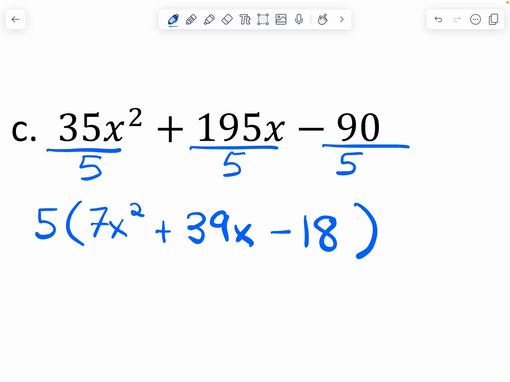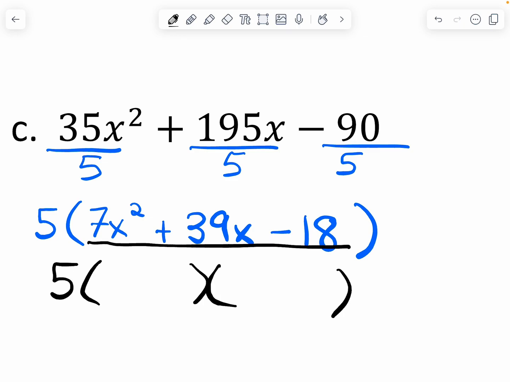So now I'm not done. I'm always looking to factor this completely. So I'm now thinking, well, I have this. Is there any way I could break up that quadratic trinomial into two binomials? And we're going to try. So make sure you bring that greatest common factor out front still. And now let's see if we can factor this part. So I'm thinking, what times what is 7x squared? 7x times x. That's my only option, which is nice.